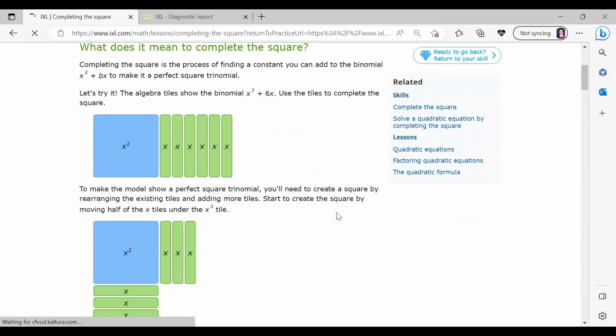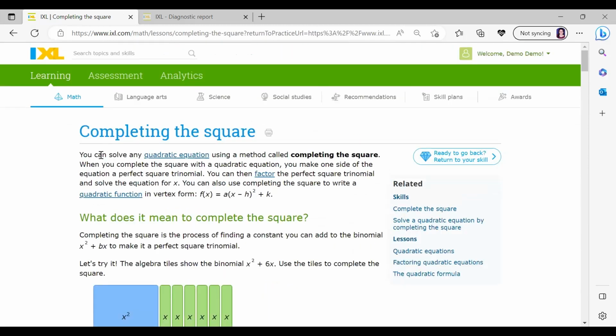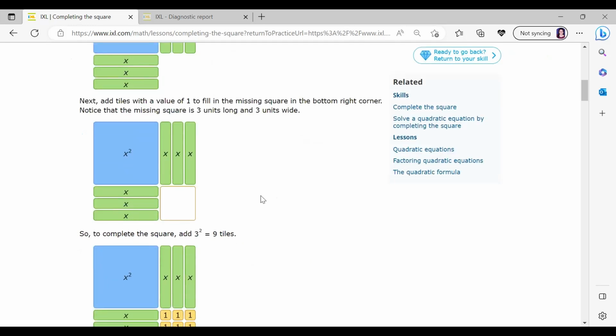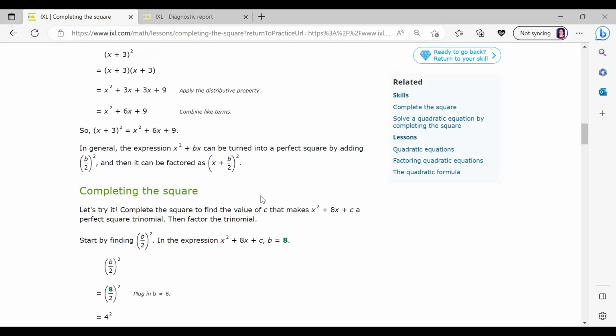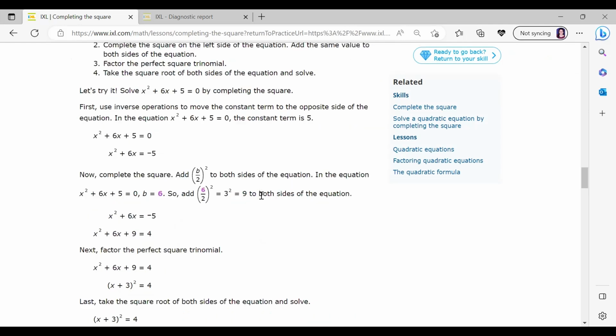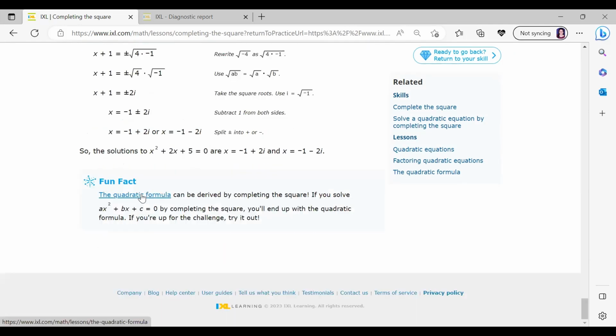Okay, they actually explain quite a lot to you. They said that you can solve any quadratic equation using a method called completing the square. You can also complete the square by writing the quadratic in word form. And then they teach you how to do it. Very thorough. It's more verbal. If you want to read, you can practice right here.